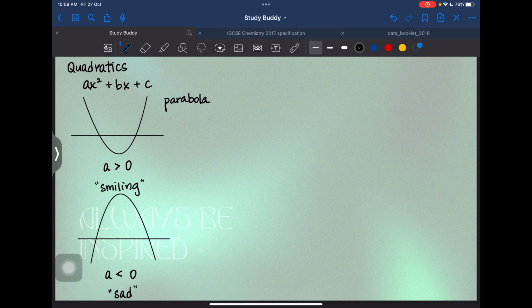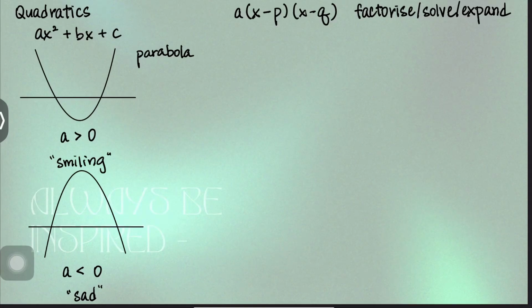Then if we have a look at what they can ask you, they could give you different forms. So for example, the first one looks like this: a bracket x minus p bracket x minus q. In this particular form, a lot of the time they tend to be asking you either to factorize it to get this form, or solve it to get the roots, or they're going to ask you to expand it.